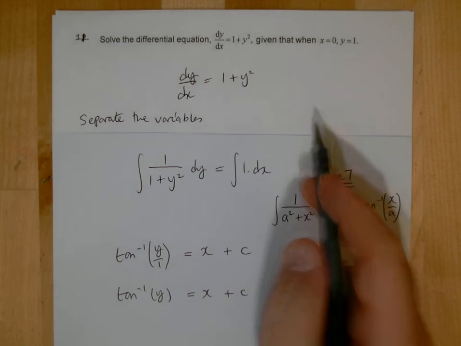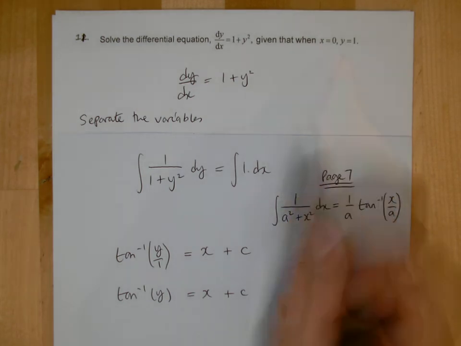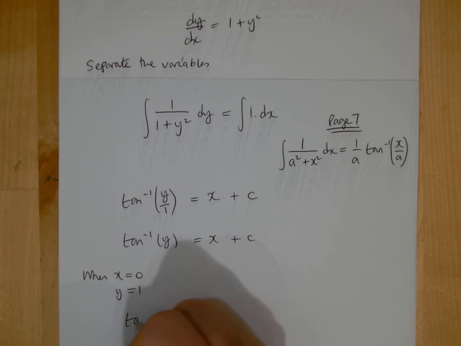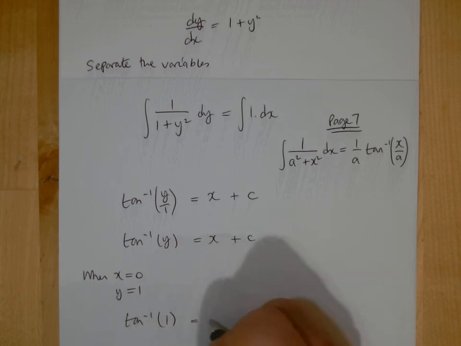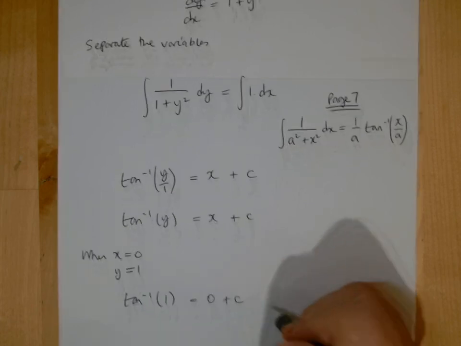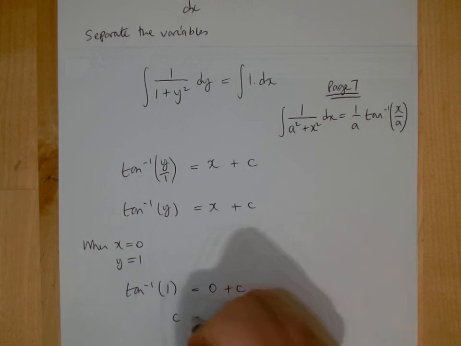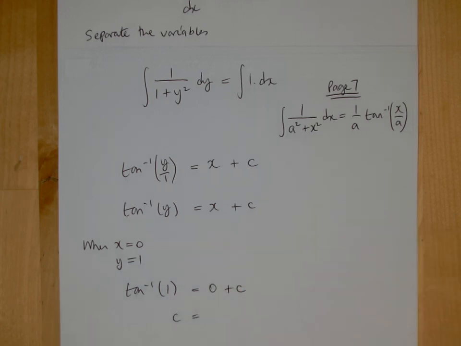All right, then we'll work out what the constant is. So we say, look, when x is 0, y is equal to 1. Okay, so put that in. So tan to the minus 1 of 1 is equal to 0 plus c. So quite simply, we just need to work out what tan to the minus 1 is to get c. So what's tan to the minus 1 of 1?